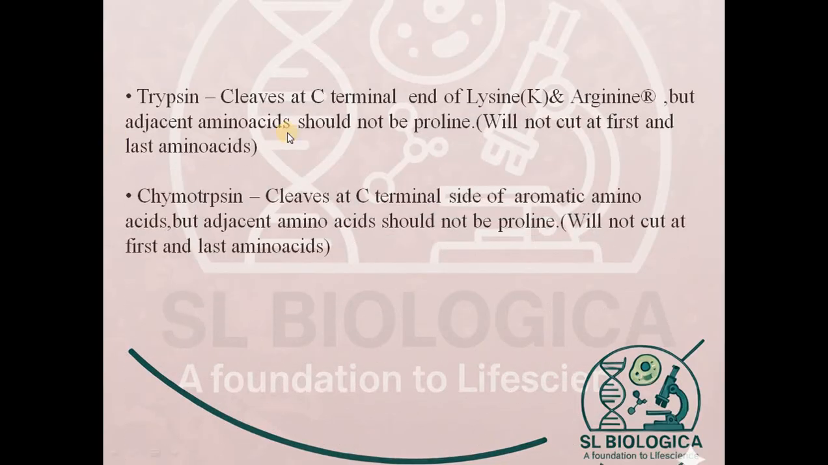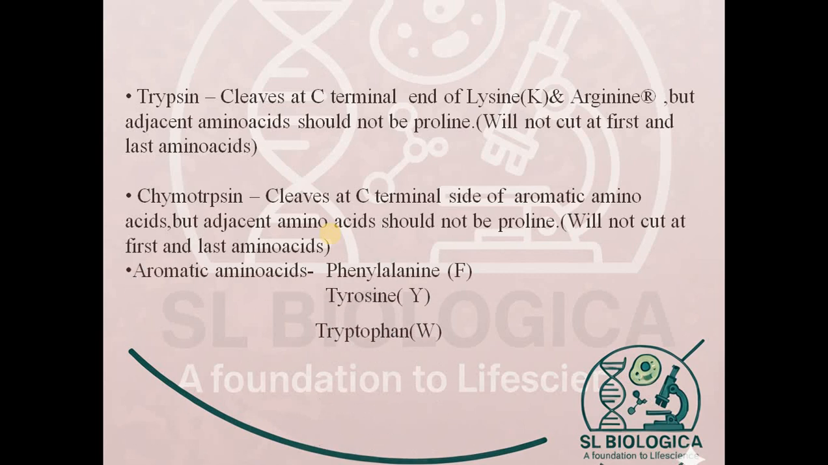So trypsin cleaves at the C-terminal end of lysine and arginine, but adjacent amino acids should not be proline, and it will not cut at the first and last amino acids. Chymotrypsin cleaves at the C-terminal side of aromatic amino acids, but adjacent amino acids should not be proline, and it will not cut at the first and last amino acids. Then what are aromatic amino acids? Phenylalanine, F, tyrosine, Y, tryptophan, W.